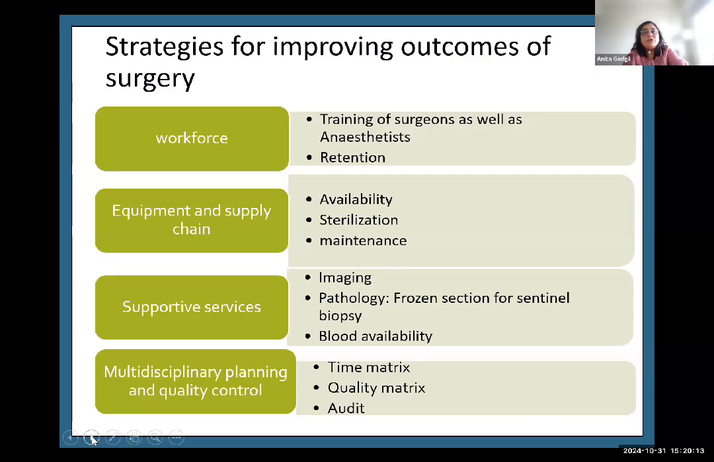Second is equipment and supply chain. This becomes very important in radiotherapy, which we will discuss a little later. But the instruments have to be available. They have to be maintained well. They have to be looked after. If there's a breakdown, get them back quickly. The downtime, what we call when the equipment is shut down, has to be minimized. And whenever surgical instruments are available, they have to be sterilized well to have a good quality surgery.